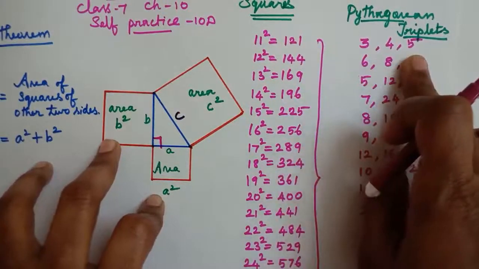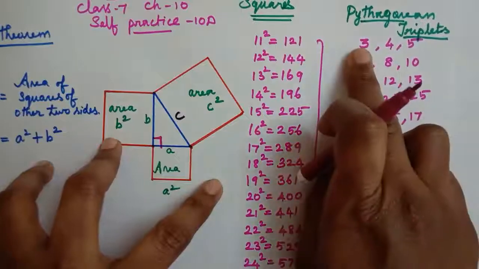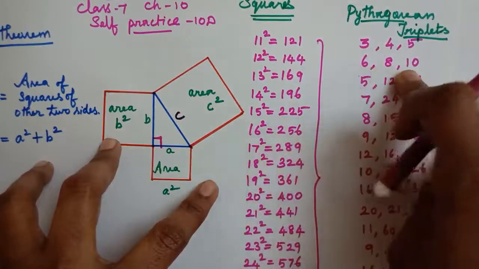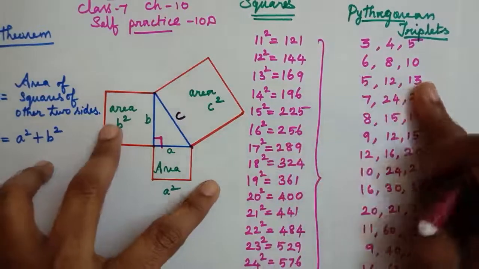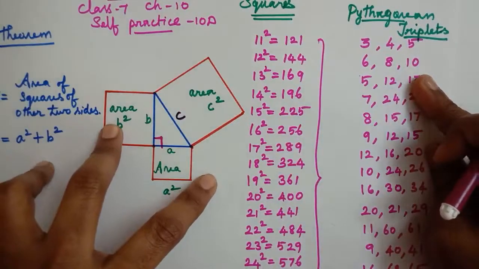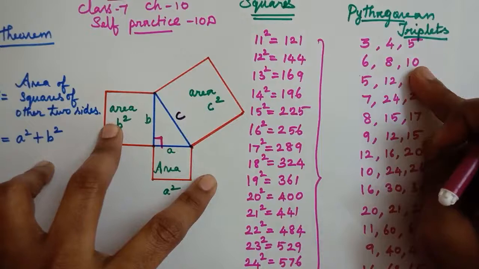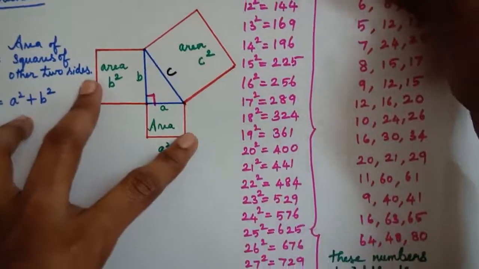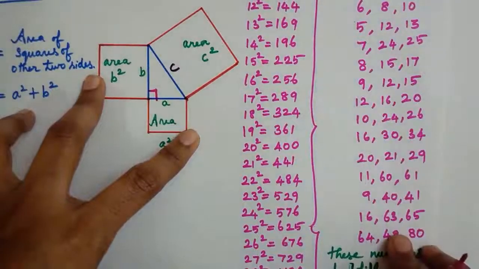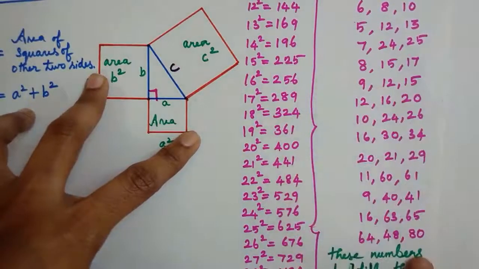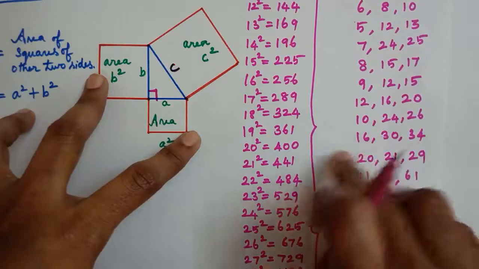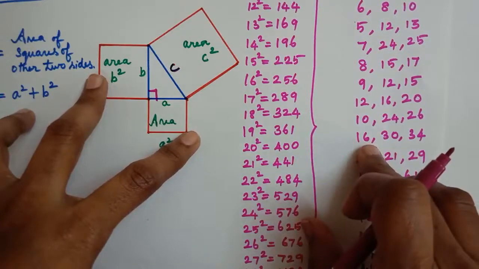And then Pythagorean triplets. That means a square plus b square is equal to c square. For example, 6 square plus 8 square is equal to 10 square, that means 100, and 36 plus 64 is equal to 100. So these numbers fulfill the Pythagoras theorem. You have to keep it in your mind and write it in your copy. This will help you to complete all the sums very easily. Is it clear? Good.